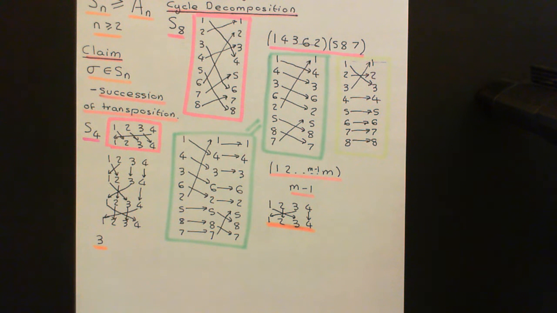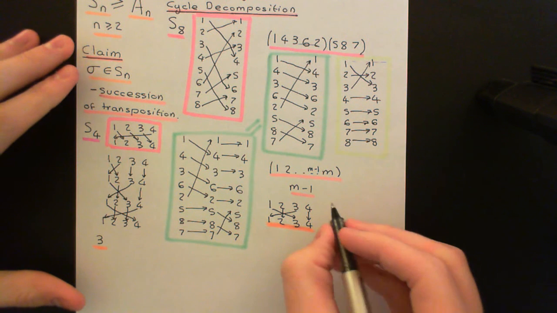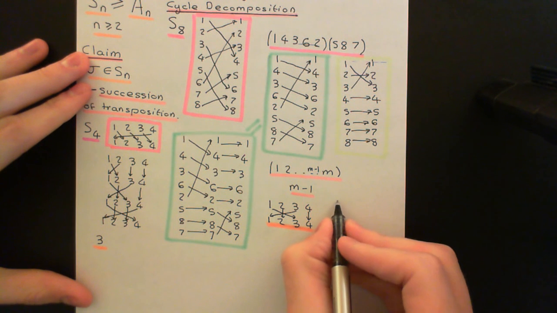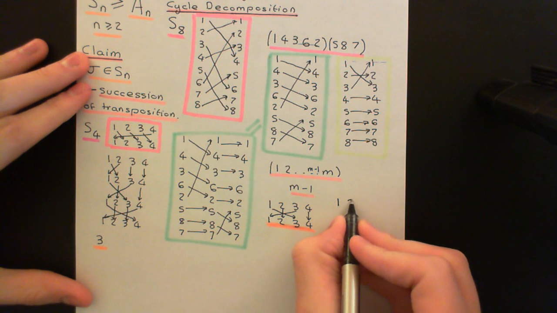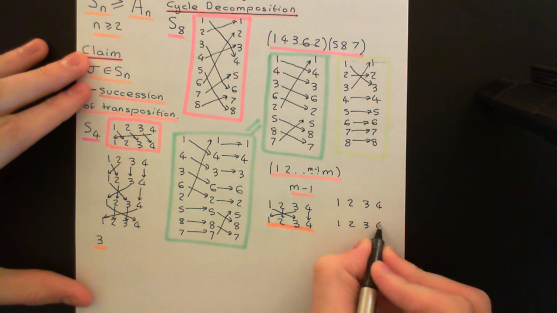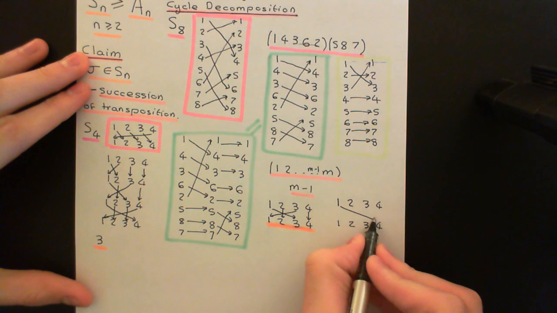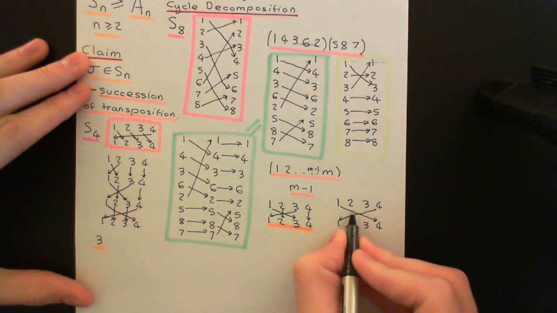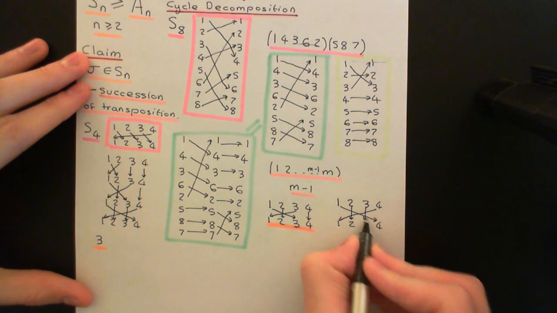What I'm going to show you is I can actually find you a different decomposition into transpositions of this, a different way to build it out of a succession of transpositions. So let me show you now. So again, 1, 2, 3, 4, 1, 2, 3, 4 here. So let's start by swapping 1 and 4 around, like so, and keeping 2 and 3 the same.